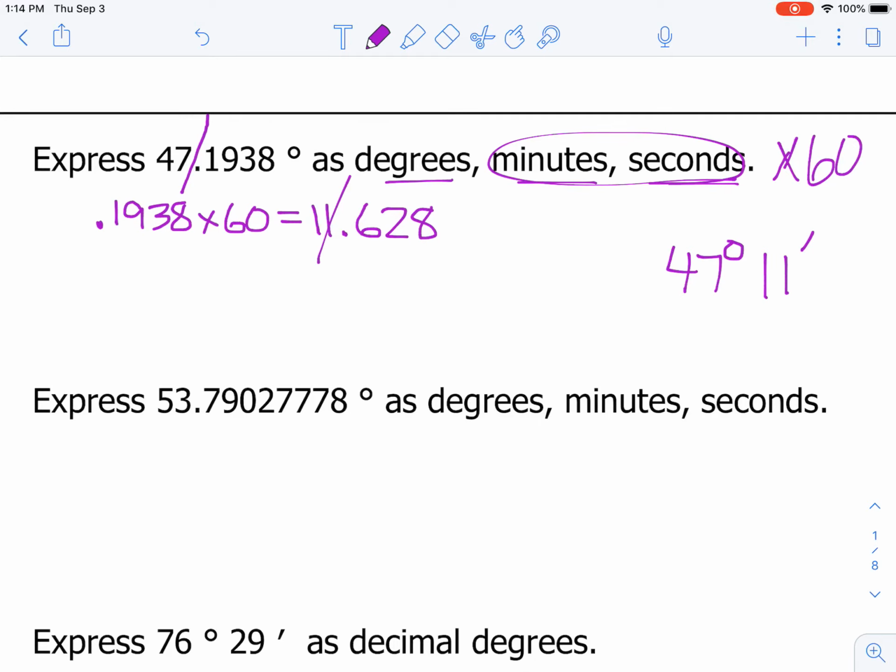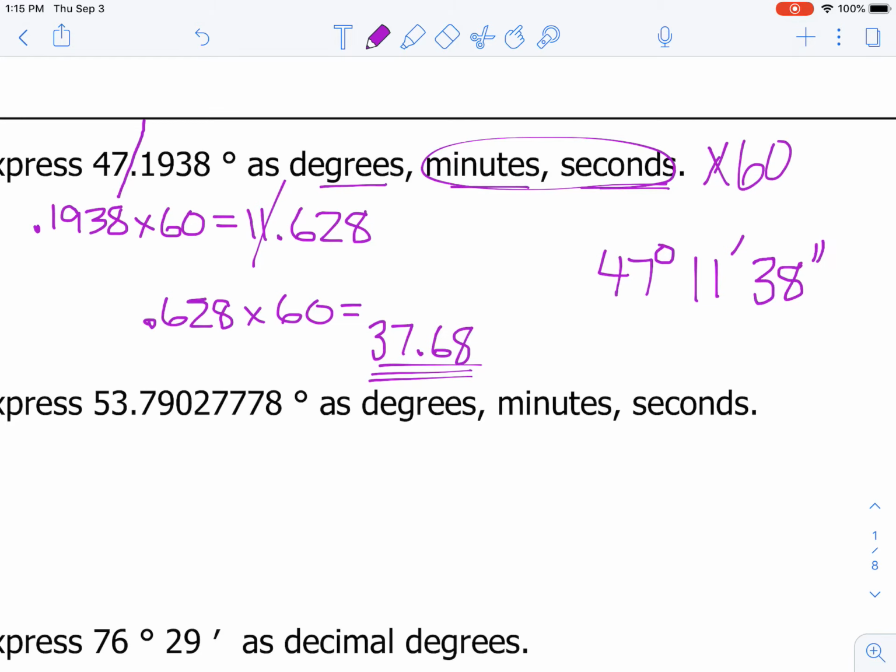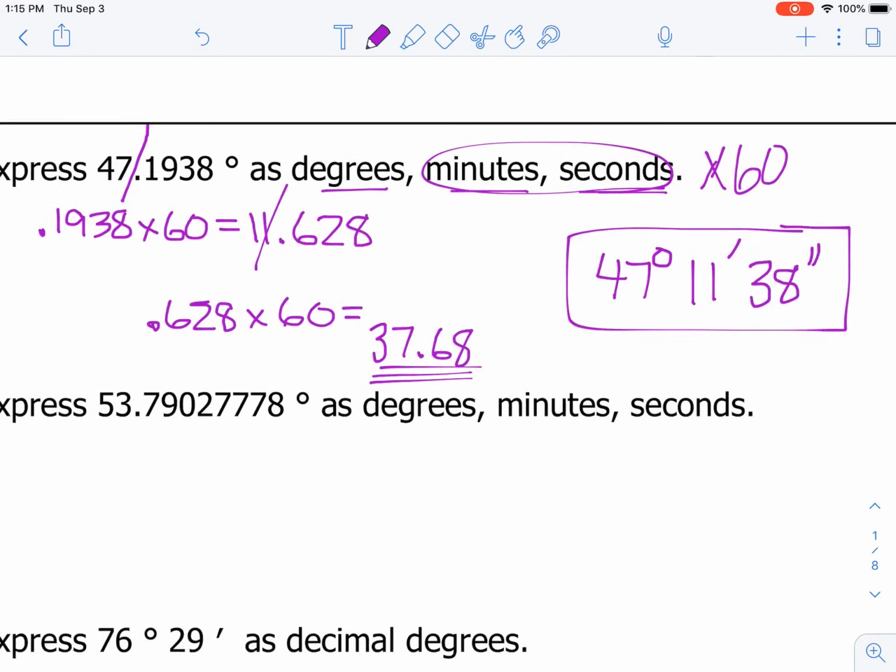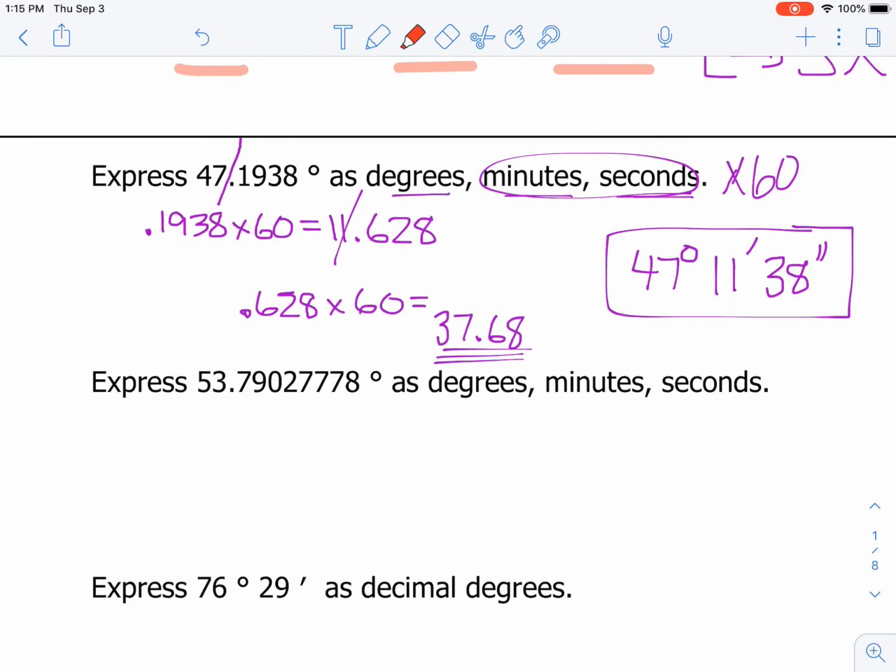And then you again take just that decimal, 0.628, and you multiply it by 60 again. And so it's a repetitive multiplication. I get 37.68. At this point, you're going to go ahead and round that. So it would round to a 38, and that 38 is the seconds part of your answer, and you use two little tick marks to represent the seconds. Please do not be one of those people and say 47 degrees, 11 feet, and 38 inches, because somebody will do it. We're talking about angles, so those little tick marks represent minutes and seconds.